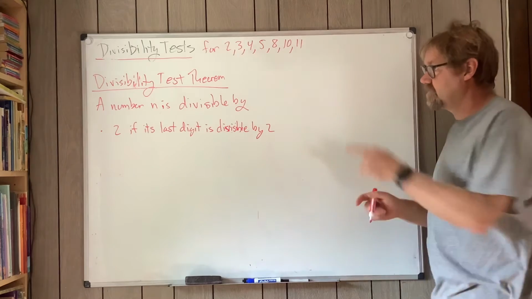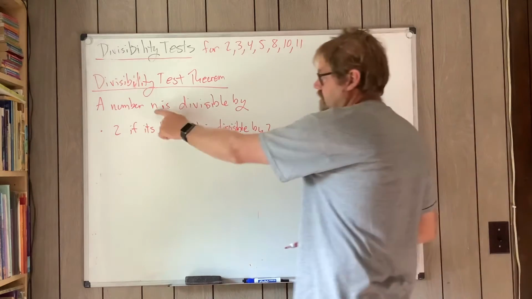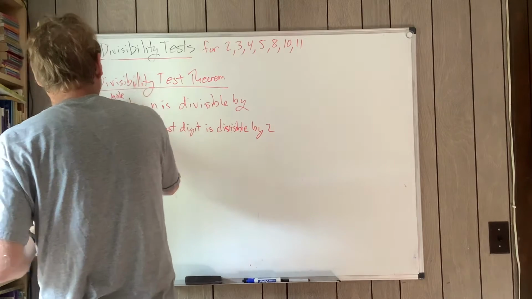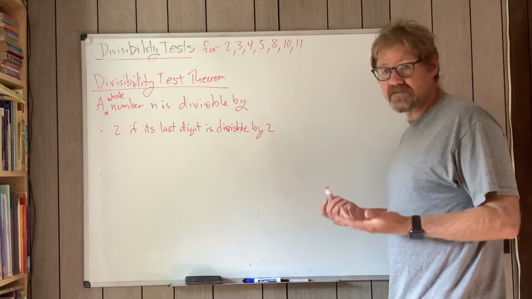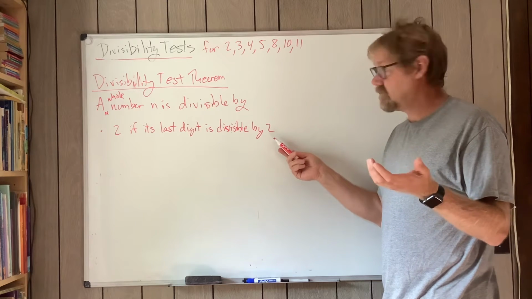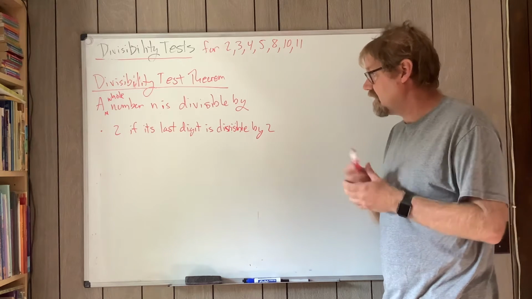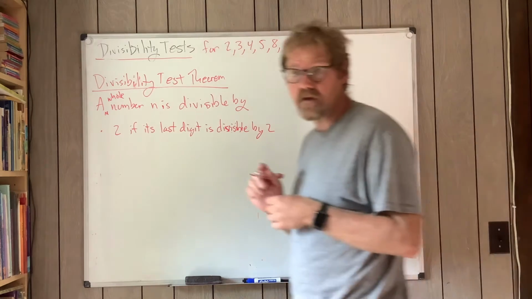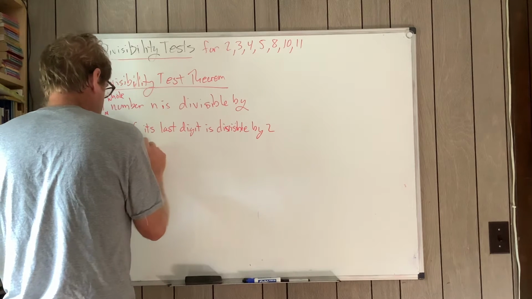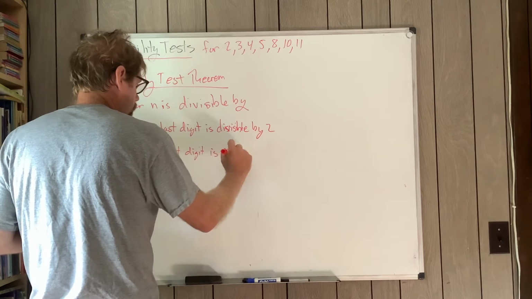First of all, we're going to have a bunch of these statements all together. I'm going to use some number n, and I should really say some whole number n, divisible by 2 if its last digit is divisible by 2. This is the same as saying the last digit is 0, 2, 4, 6, or 8. That's an equivalent way of saying it. 5 if its last digit is 0 or 5.